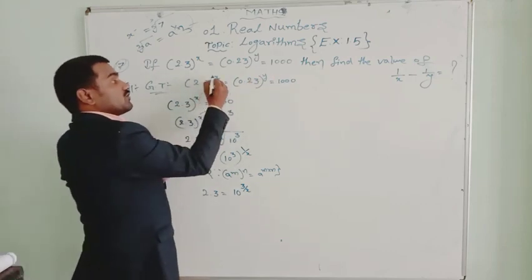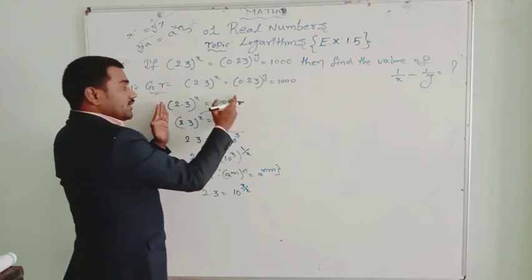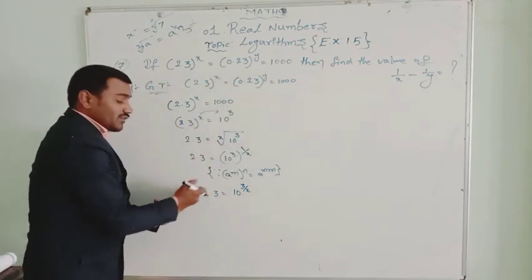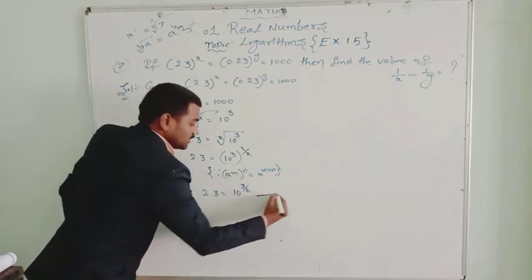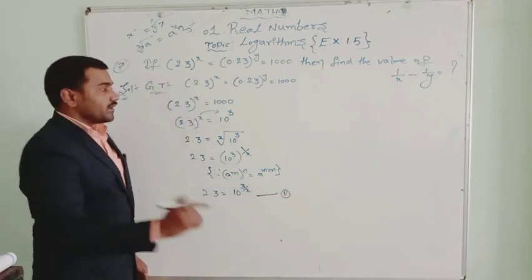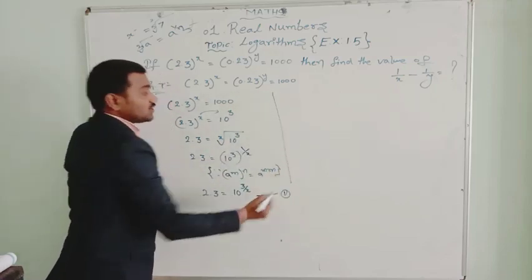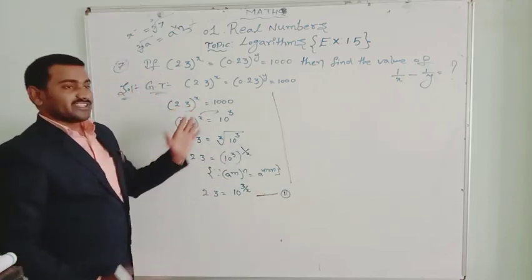Here 2.3 whole to the power of x equal to 1000, which I have taken. That has simplified, which means I got the value of 2.3. The 2.3 value is 10 to the power of 3 by x. Keep this as equation number 1. As I said, there are two steps here.